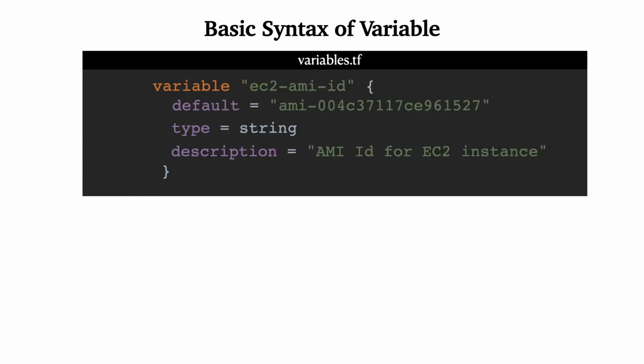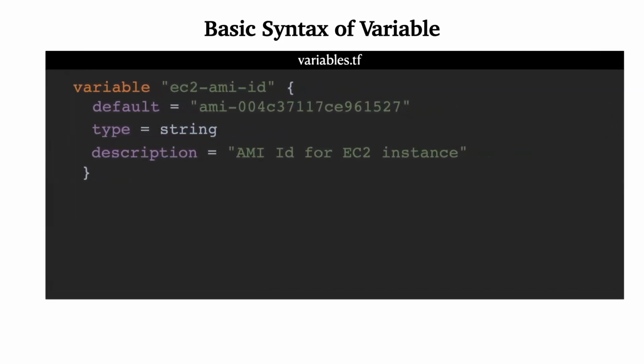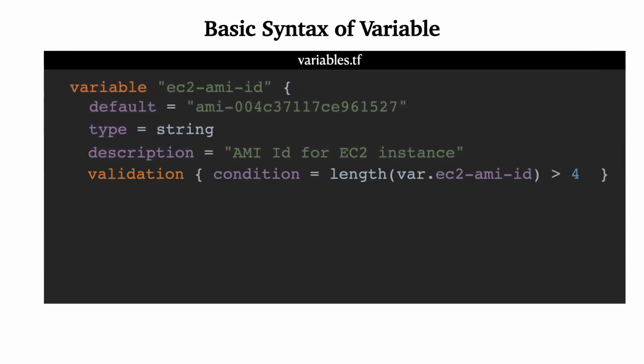Apart from these three optional arguments, the variable block has a few more arguments. First is validation. Using this, you can specify a custom validation rule for that particular variable. In this example, it is checking that the length of the AMI ID should be greater than 4. Next argument is sensitive. When you run the plan or apply command, Terraform will show the value of the variable in the console or in the output. Setting a variable as sensitive prevents Terraform from showing its value in the plan or apply output.